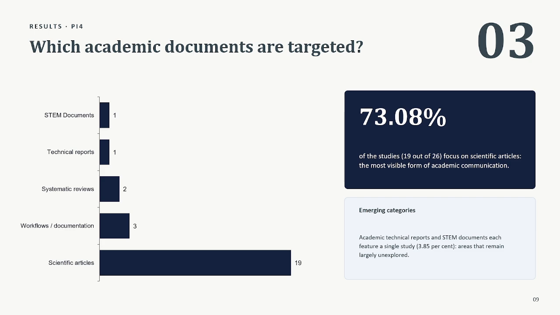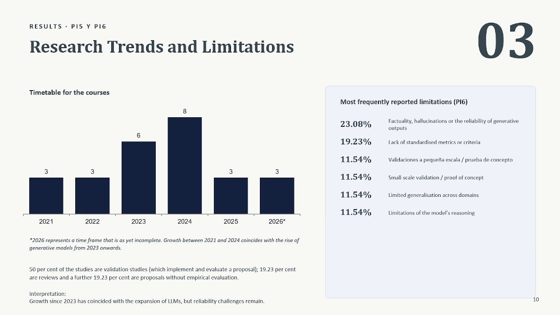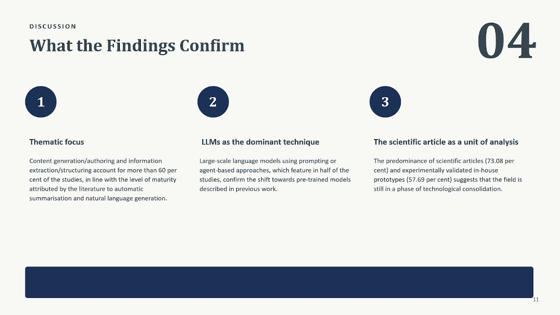For research questions 5 and 6, publication volume grew steadily from 2021 to 2024, peaking at 8 studies, coinciding with the rise of generative AI. 50% of studies are validation studies. The most frequently reported limitations include factuality and hallucination risks at 23.08%, lack of standardized metrics at 19.23%, and limited domain generalization at 11.54%.